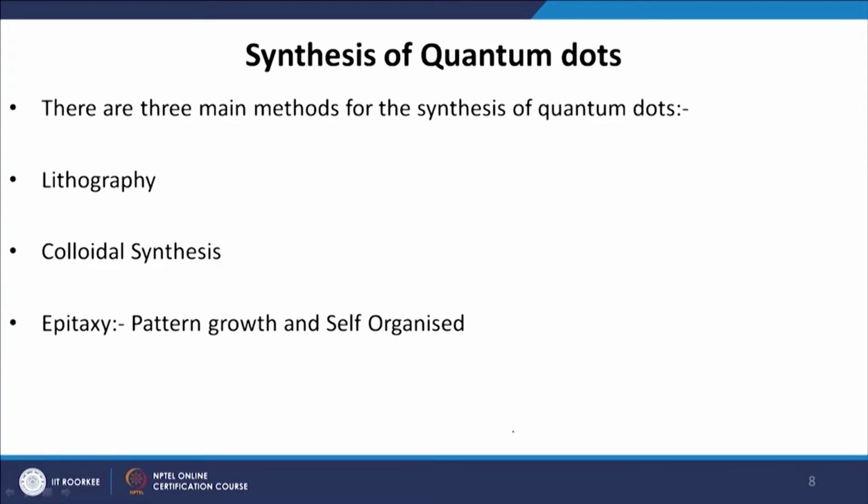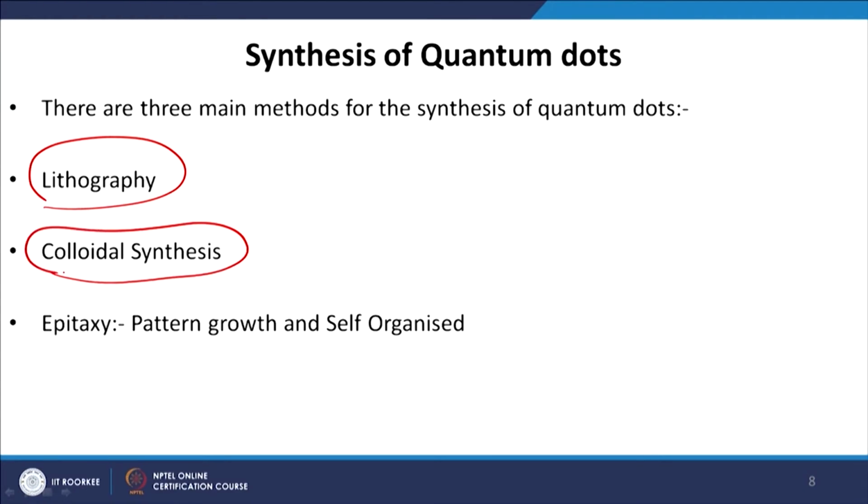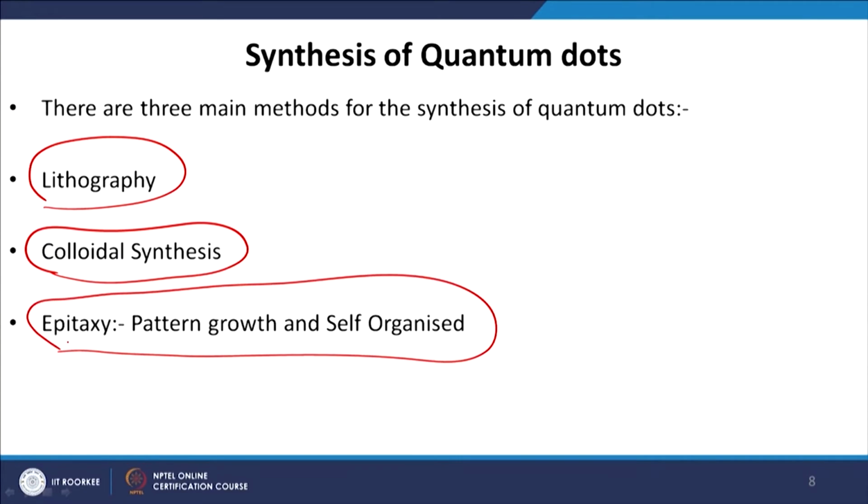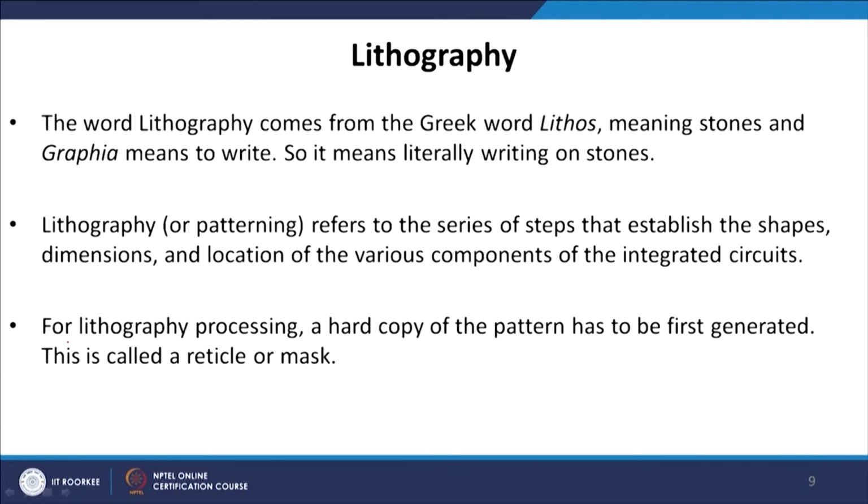Now, coming to the synthesis of quantum dots, there are three main methods we follow to make them. The first method is a more physical technique called lithography. The second method is a solution based approach called colloidal synthesis. This is relatively easier to make in the lab. And the third method is also a physical technique called epitaxy, pattern growth followed by the self organization of the nanoparticles. Okay, so let us come to the first procedure, called lithography.